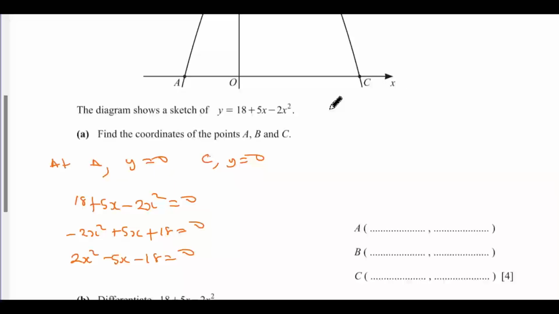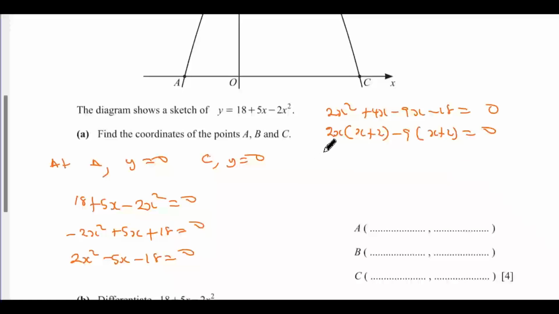So this will be 2x squared plus 4x minus 9x minus 18 equals 0, because when you multiply 18 by 2, you get 36, and the factors of 36 that add up to negative 5x are 4x and 9x respectively. So we can factor out 2x here: 2x into x plus 2, minus 9 into x plus 2, equals 0. So we can factor out x plus 2, and that will be x plus 2 into 2x minus 9 equals 0.